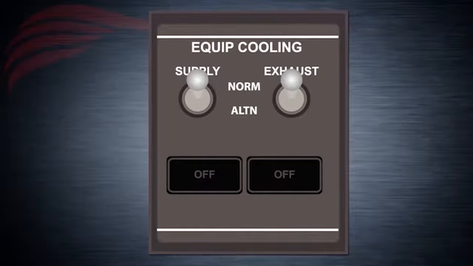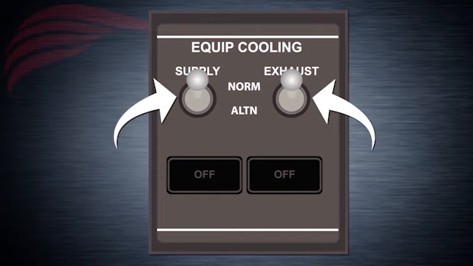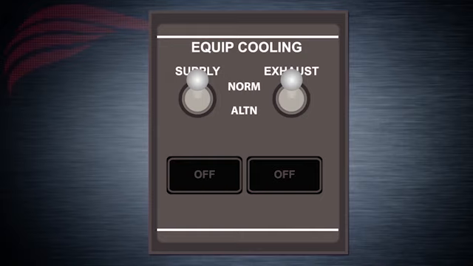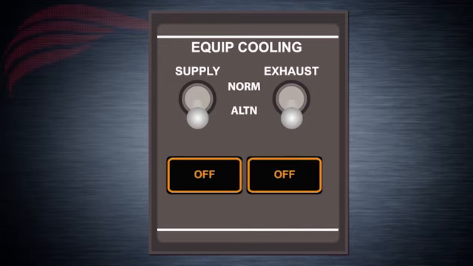The related fans are operated with the equipment cooling supply or exhaust switches, located in the forward overhead panel. Both switches have the following positions. Normal: the supply and exhaust fans are operational. And alternate: the alternate supply and exhaust fans have been activated. How does one know when to switch between both fan types for either the supply or exhaust system? The answer is when the off light below each switch illuminates.